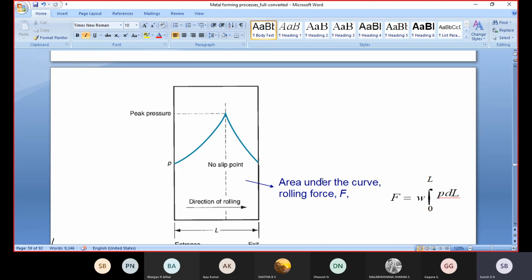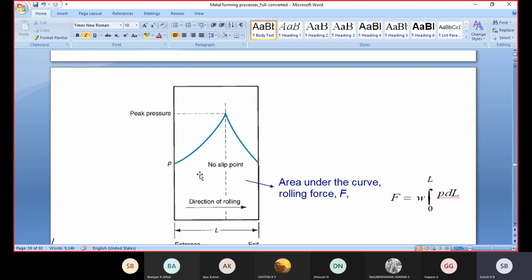No slip point means both the upper roller and the lower roller rotate, and along with the rotation of the rollers, the workpiece material continuously moves between the two rollers. That particular point is called the no slip point. Exactly at the center, the maximum force or load is required in the no slip condition. This curve is produced in the no slip condition only.